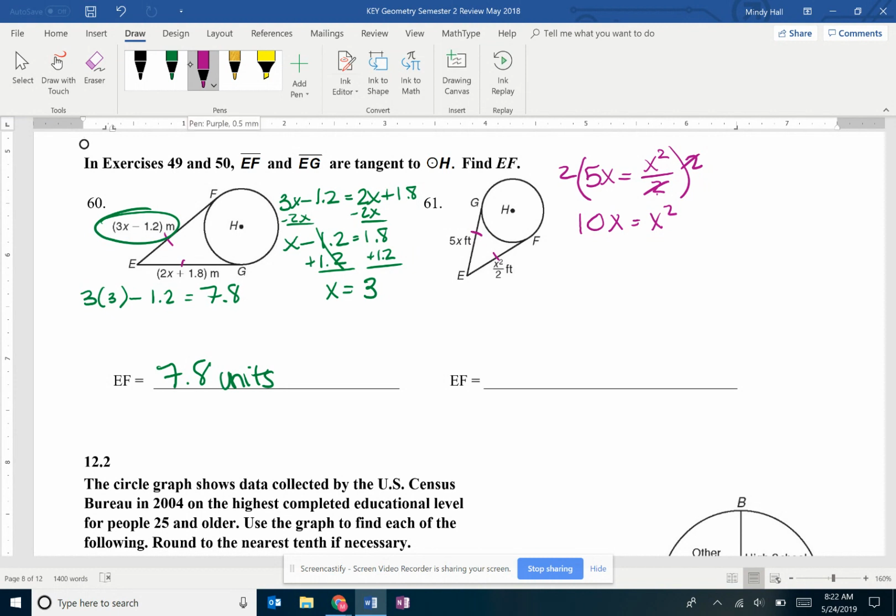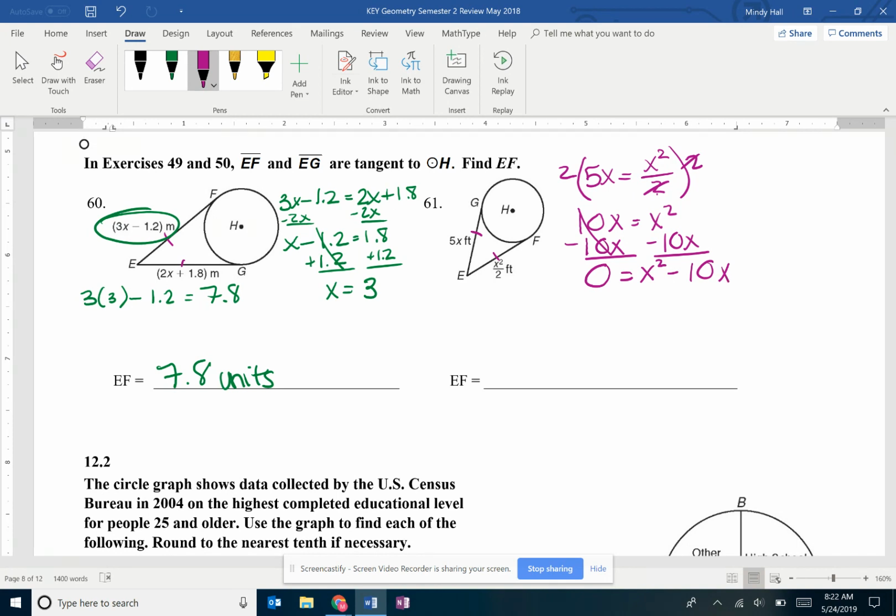So then, because I have an x squared and an x, I want to get them all to one side because this is a quadratic, and I'm probably going to have to factor in some way, shape, or form. So 10x minus 10x is 0. That's totally fine. Don't be scared of it. And x squared minus 10x.